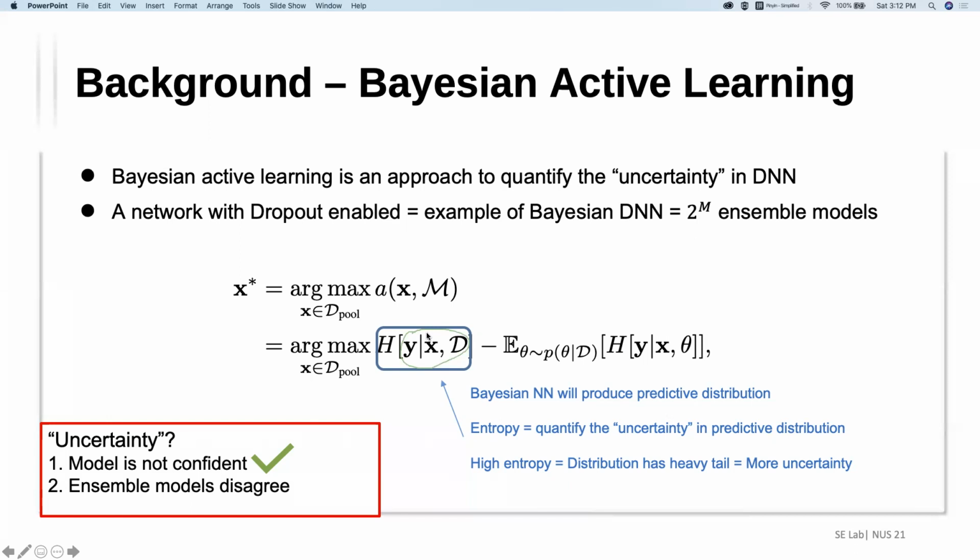Sorry. Maybe I missed a little bit. So what is D? D is a pool, right? Sorry. D is the training data that we already labeled. X is unlabeled. D pool is unlabeled, yeah. And H here means entropy. So we recall that Bayesian NN will produce a predicted distribution, right? And a natural way to quantify the uncertainty in a predicted distribution is by computing the entropy. If a distribution has high entropy, that means the distribution has a heavy tail. So the model is more uncertain.